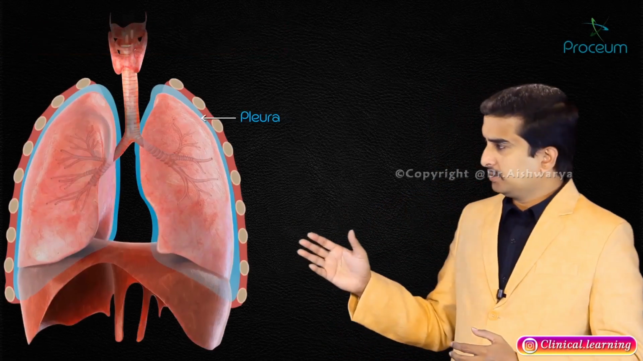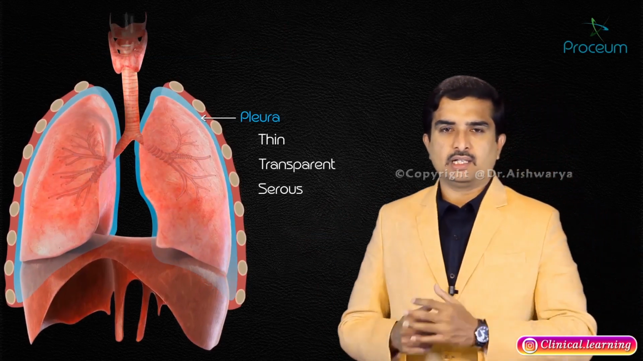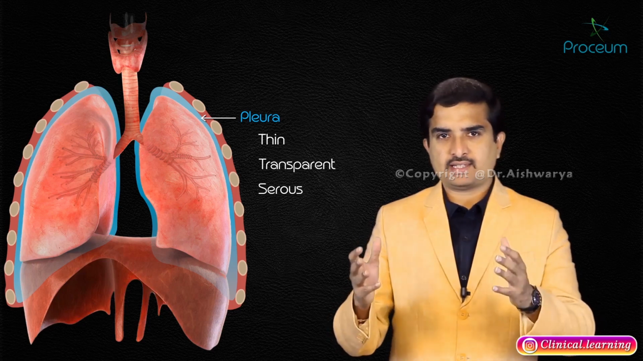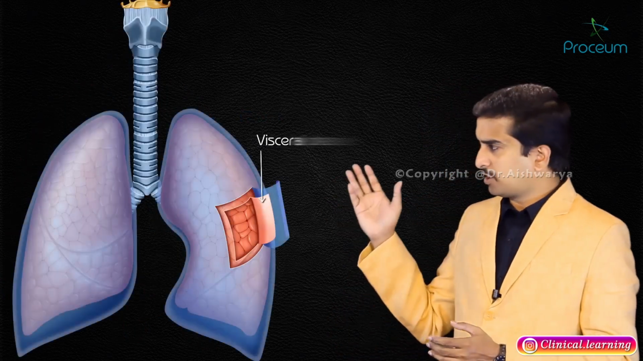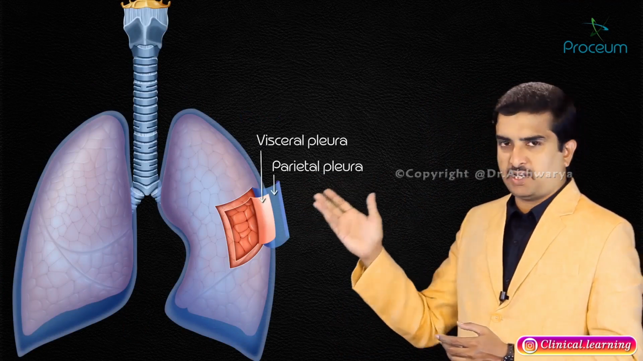Pleura and the pleural spaces. The pleura is a thin transparent serous membrane enveloping the lungs and lining the thoracic cavity. One is the visceral pleura and the other one is the parietal pleura. In between is the pleural space.